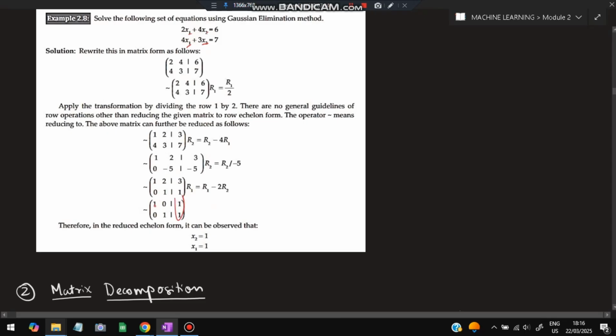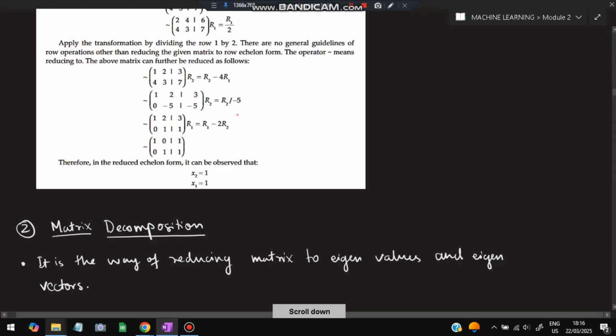Once we have an echelon form, for example 1 1 and 0 0 like this, it means these are the x1 and x2 values. That is the Gaussian elimination method.